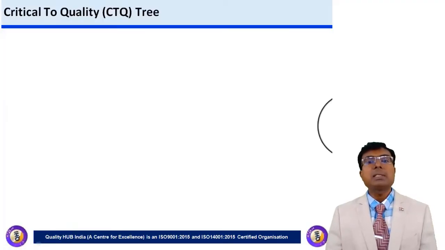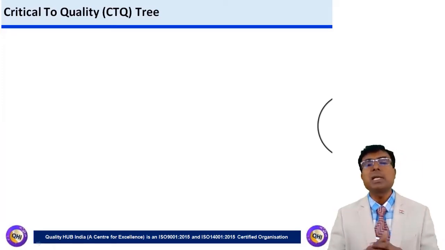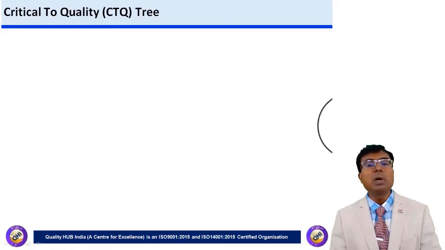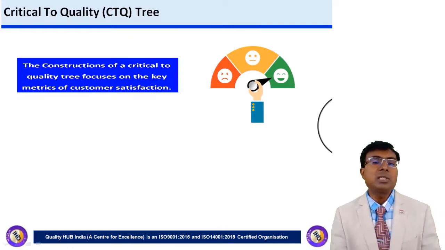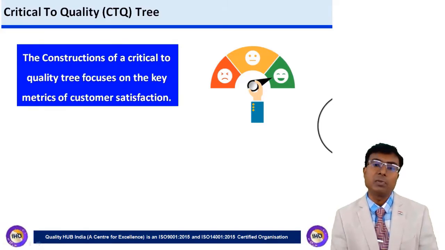Friends, for any organization, it is very much important to satisfy the customer because the satisfied customer will give you repeat orders. Without any satisfied customer, any organization is not going to survive. So for having a satisfied customer, it is very much important for any organization to understand customers' requirement. And for that, critical to quality tree is a very helpful tool. Now let's move ahead and understand how critical to quality tree can be helpful in identifying critical customer requirements.